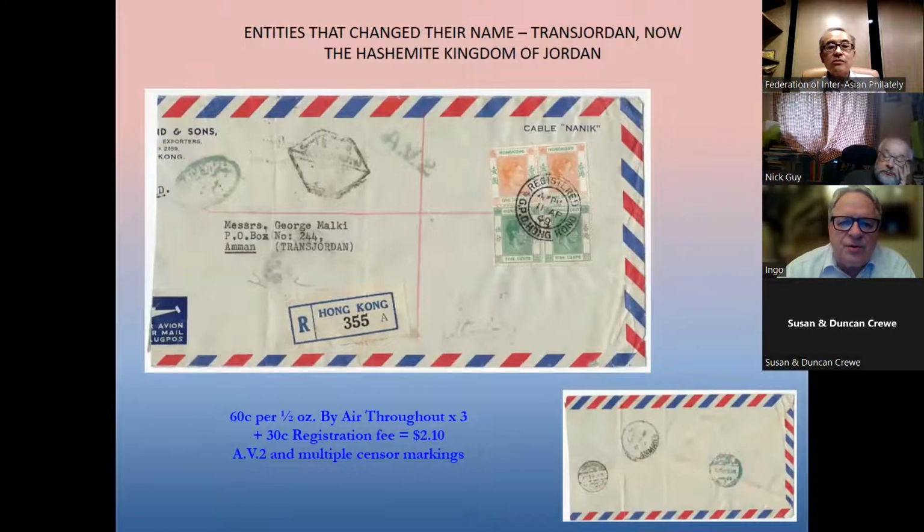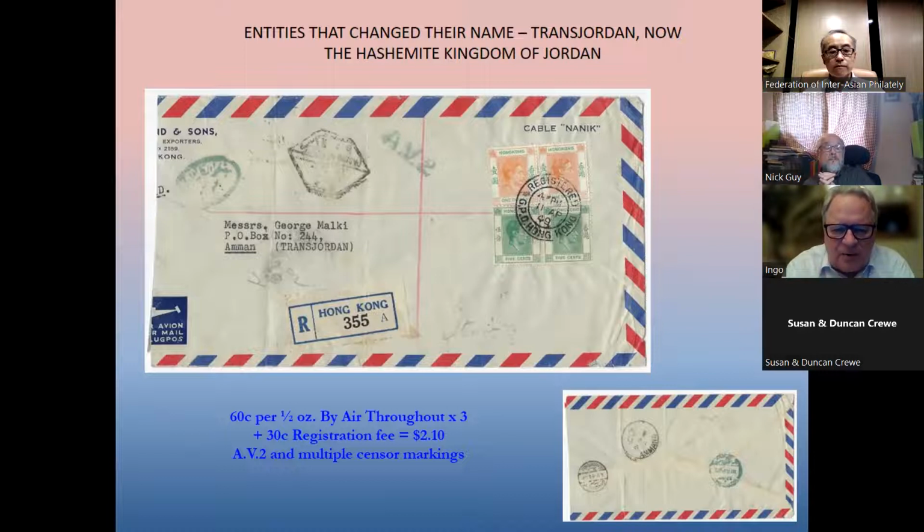Another country that changed its name and has some interesting history is Transjordan. The full official name is now the Hashemite Kingdom of Jordan, or just Jordan itself. This one I also had a little bit of a challenge to figure out the rate because that location isn't listed in the tables in Nick Hailwood's book. They have Palestine and they have Lebanon, but they don't have Transjordan or that area. So I applied the Palestine rate to figure out the $2.10, because that was the only way I could get it to work: 60 cents per half ounce, triple weight by air throughout, and then a 30 cent registration fee. That was the only way I could get to $2.10 for that franking.